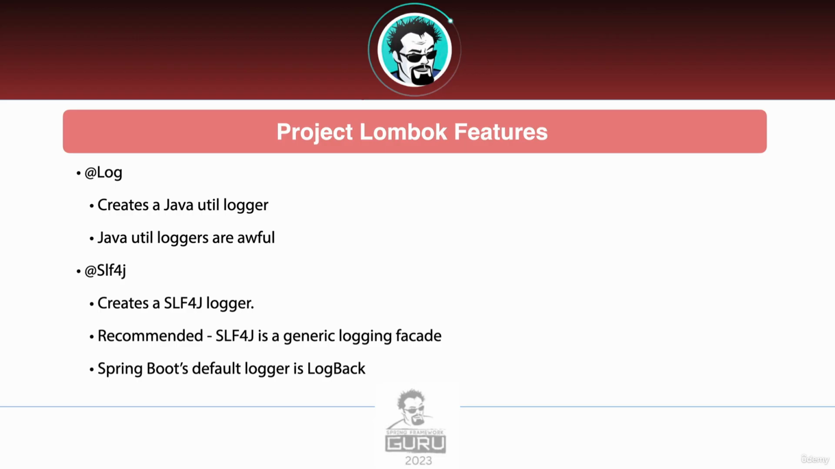And then finally, we have at log. This creates a Java util logger. Generally, these are considered awful. Spring Framework itself does use SLF4J, so this will create an SLF4J logger. And remember, that is a facade for a logging framework. And typically, Spring Boot is configured with SLF4J, and then under the cover, Spring Boot is going to use logback. So we do use the SLF4J facade for the logging inside of Spring Boot applications, and then unless you override it, you will be using Lombok.